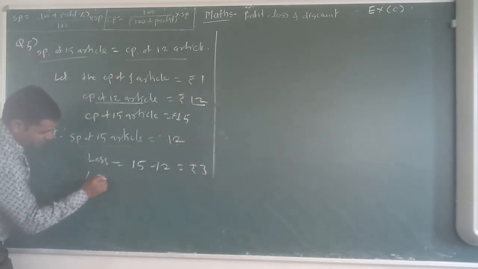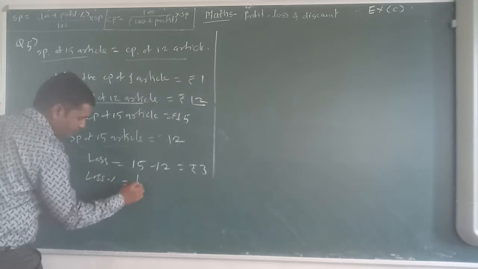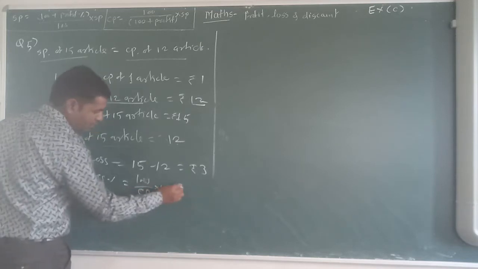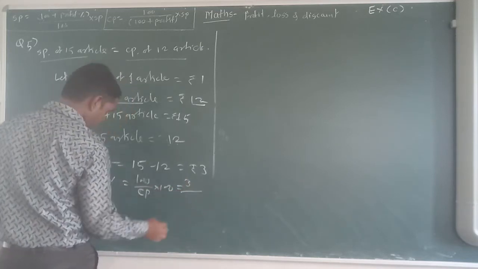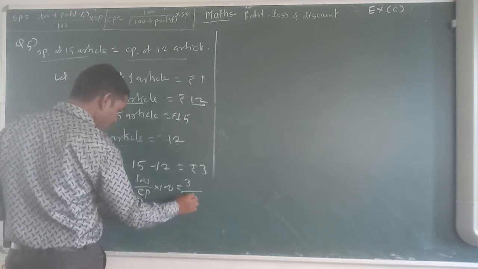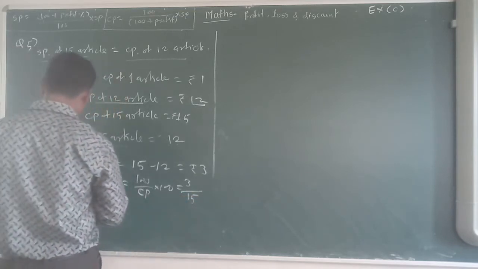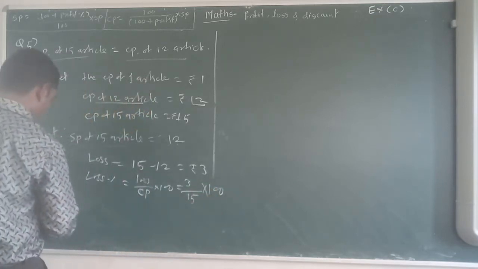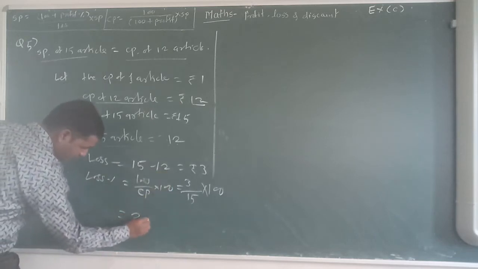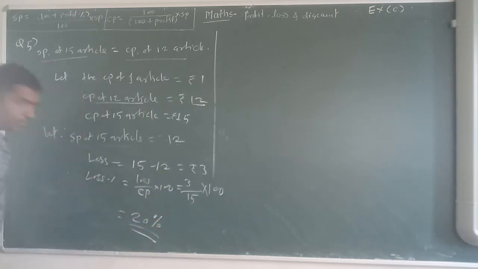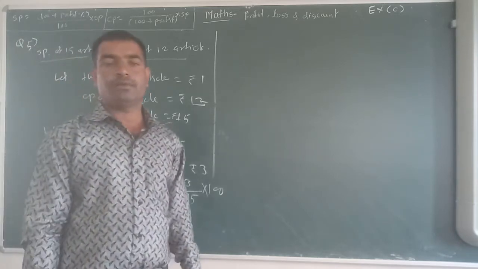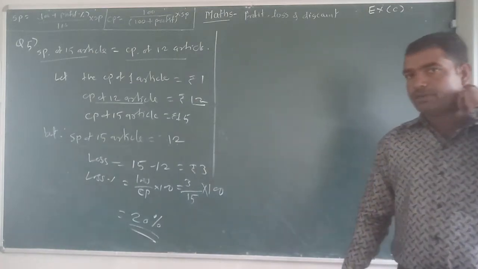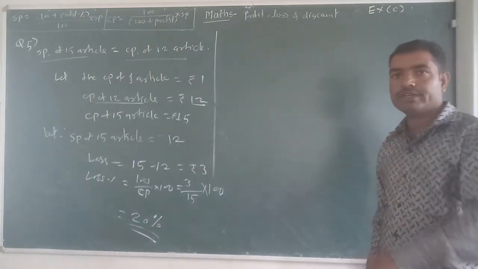So we have to find the loss percentage. Loss percentage is equal to loss upon CP into 100. Loss is 3. CP is 15. Multiply by 100. So you can do this calculation. It will be 20%. Got it now? If you have not understood the question, you can see the video in repeat mode, and whenever you have to write the answer, you can take a screenshot.